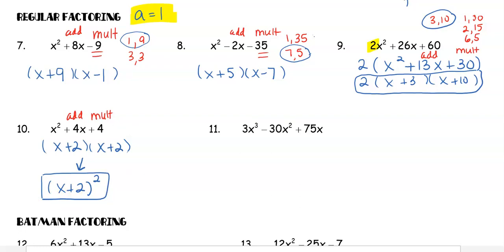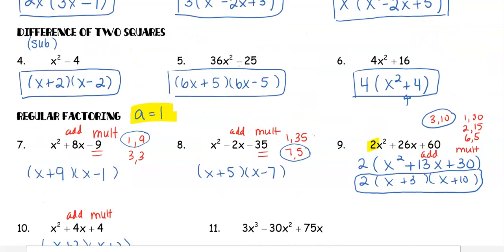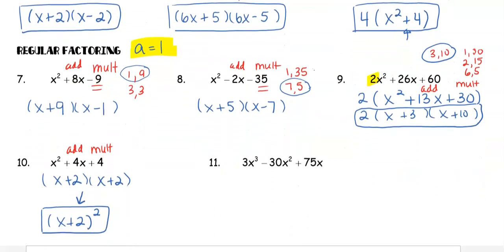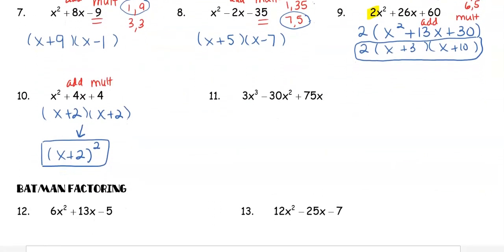Now please do not confuse this with what we did up here. In number 4, this is an x + 2 and this is an x - 2. Sometimes people make the mistake of trying to put that into a quantity squared. It's only quantity squared if it's the exact same piece twice.